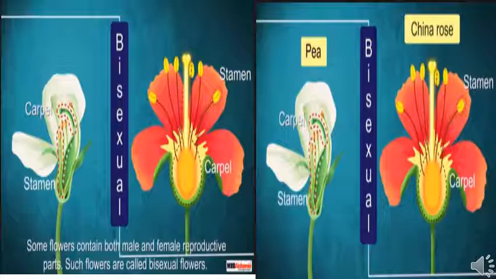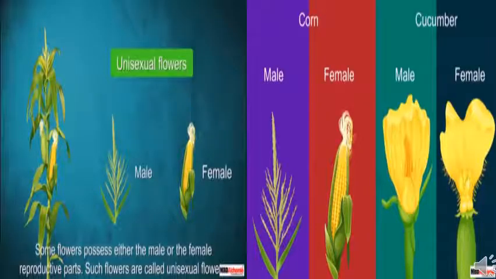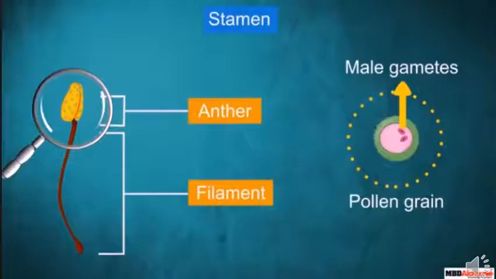Such flowers are called bisexual flowers, for example, in pea and China rose. On the other hand, some flowers possess either the male or the female reproductive part. Such flowers are called unisexual flowers, for example, corn, cucumber, etc. The male flowers are called staminate flowers and female flowers are called pistillate flowers. Now, let us know about the different parts that make up stamen and pistil or carpel.